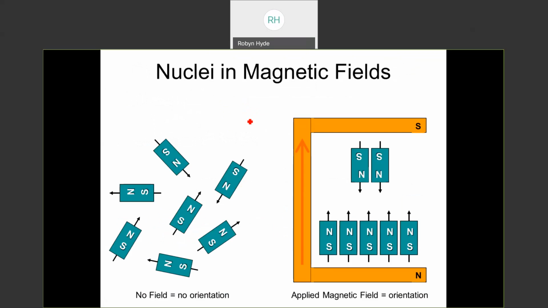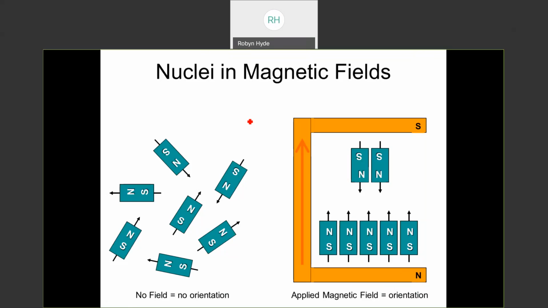So our atoms, just out here, they'll spin in all different directions. That's what I'm representing on the left. So they will spin in any direction when they're not under any field. So when we're under no field, so there's no other magnet in the room, there is no orientation of our spinning. So the atoms are spinning in any direction.